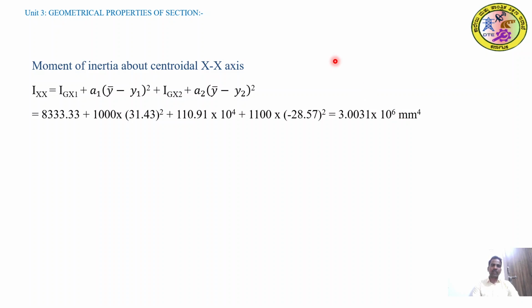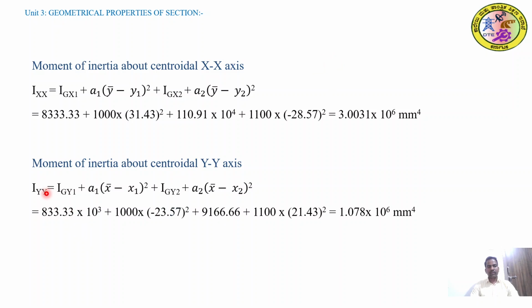Now let's find the moment of inertia about the centroidal y axis. The formula for the y axis is the first rectangle moment of inertia with respect to the y axis, plus the area of the first rectangle multiplied by the square of the centroid difference with respect to the y axis, that is whole section minus first rectangle, plus the moment of inertia of the second rectangle with respect to the y axis, plus the area of the second rectangle multiplied by the square of the centroid difference of the whole section with respect to the second rectangle with respect to the y axis.